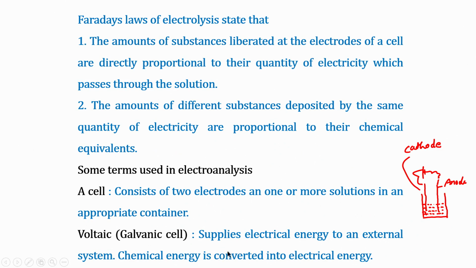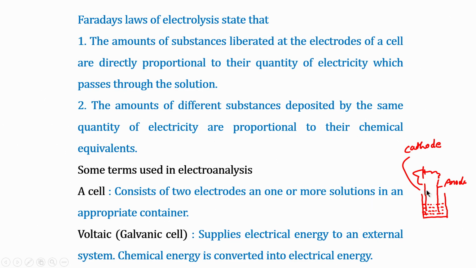What is a voltaic cell? A voltaic cell is also known as a galvanic cell. Both of them are named after the scientists, Volta and Galvani. It says the cell supplies electrical energy to the external system. So, that is a voltaic cell or galvanic cell.